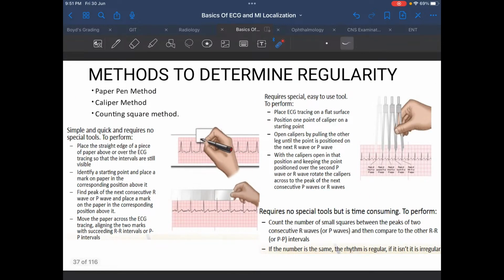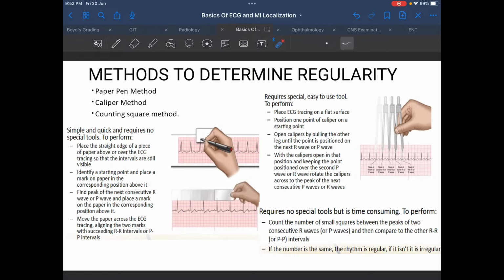So let's see how we can determine the regularity. There are multiple ways about it. What I suggest is that you carry a caliper. Actually, not a caliper, basically we can say the divider in your compass box, the basic divider. So you can use that divider as a caliper. What you can do is take an RR interval. Once you have calculated an RR interval, fix the caliper there, and then compare the different RR intervals progressively along the ECG.